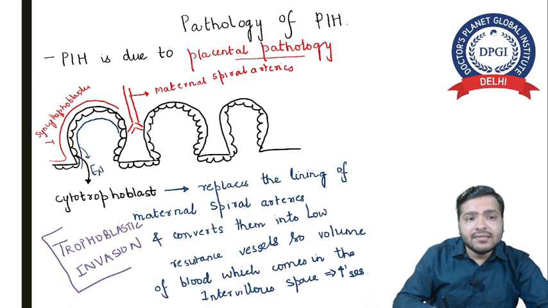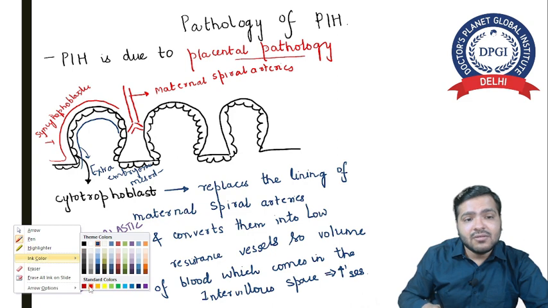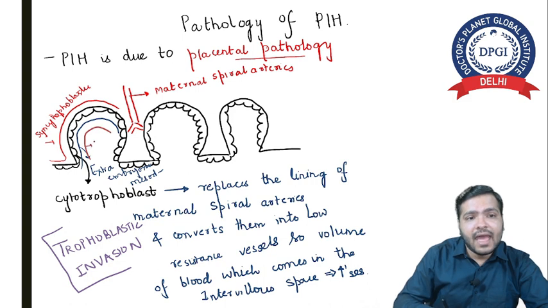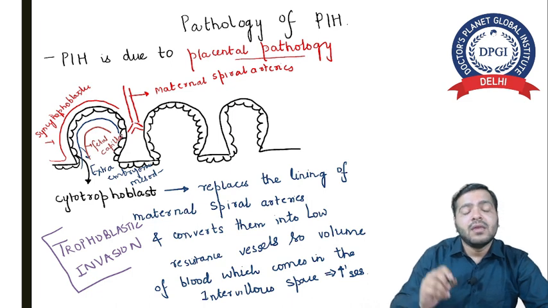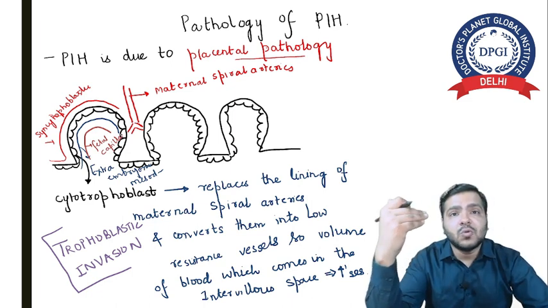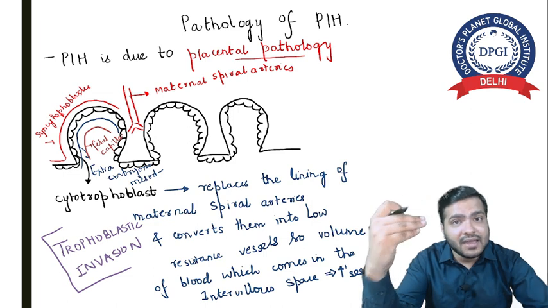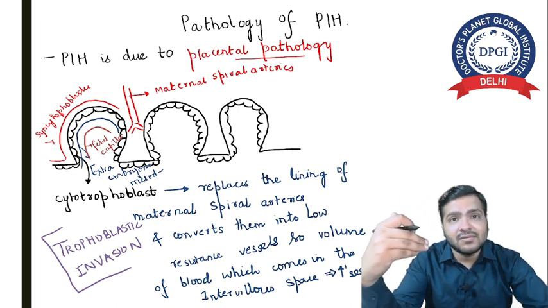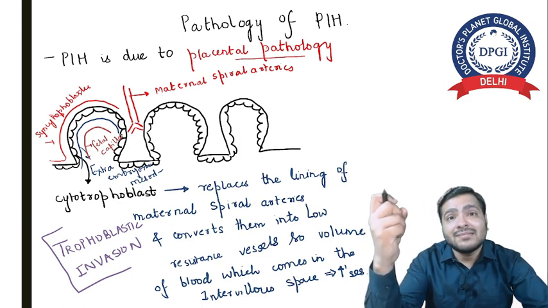And later on, after the extra embryonic mesoderm, there is invasion of the fetal capillaries. This is how the layers of the placenta are arranged. From outer to inner, it is the syncytiotrophoblast, cytotrophoblast, extra embryonic mesoderm, and the fetal capillary endothelium. So this is all called the placental membrane, or the placental barrier.